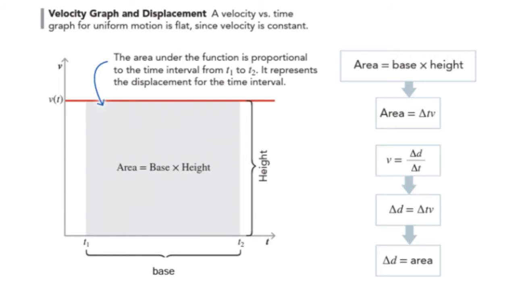And for uniform motion, it's actually very simple because it just is a flat, straight line. Information can also be obtained by analysis of this velocity versus time graph for the uniform motion. The area under the function and between two times is equal to the displacement during the time period. The area is defined from the function to the t-axis. Where the function is above the t-axis, the area is positive, and when it is below the t-axis, the area is negative.